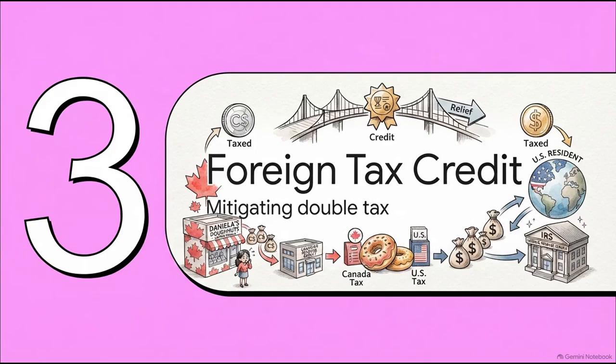All right, moving into our third section, the foreign tax credit. If Daniela successfully opens her Canadian branch, she's going to face a massive problem. Canada will tax her branch profits because they were earned there, and the U.S. will tax her worldwide income because she's a U.S.